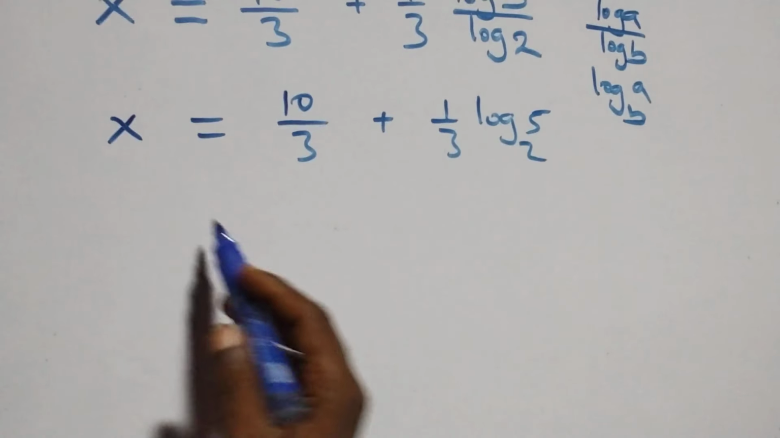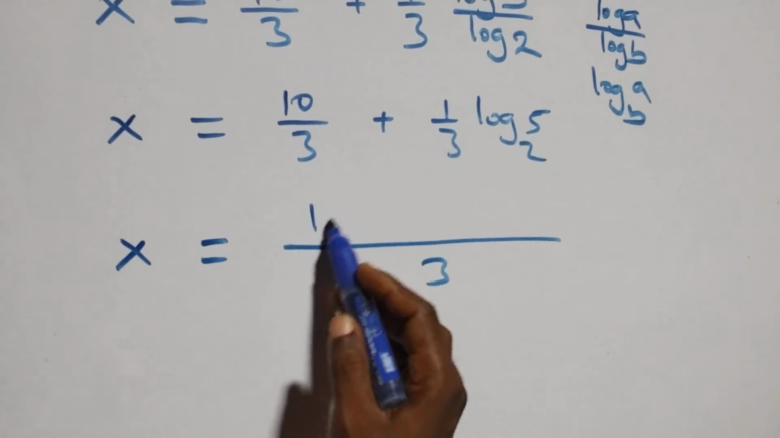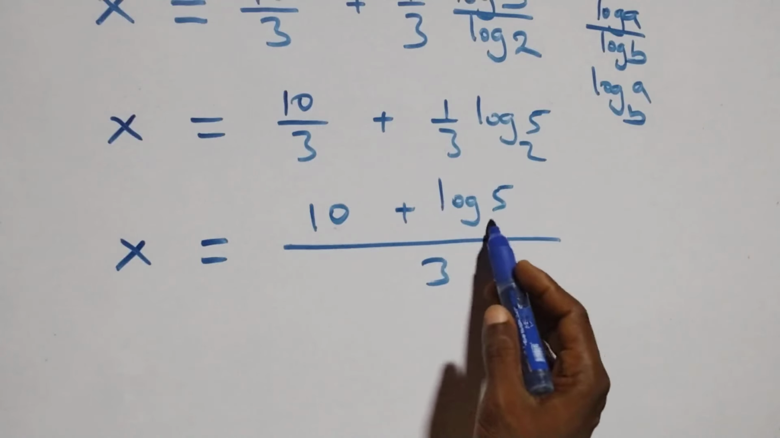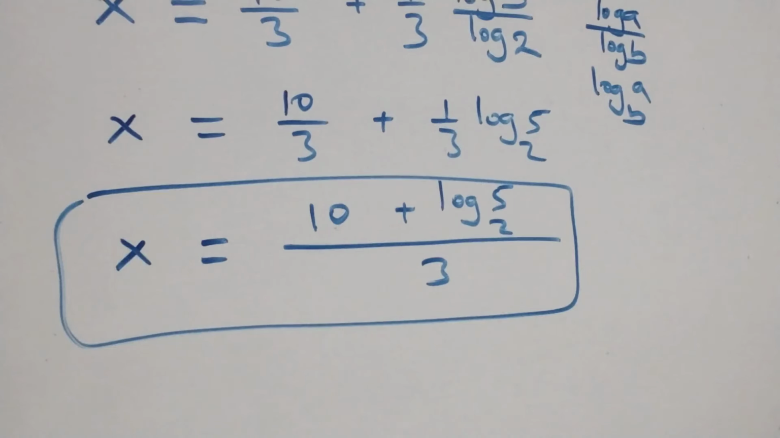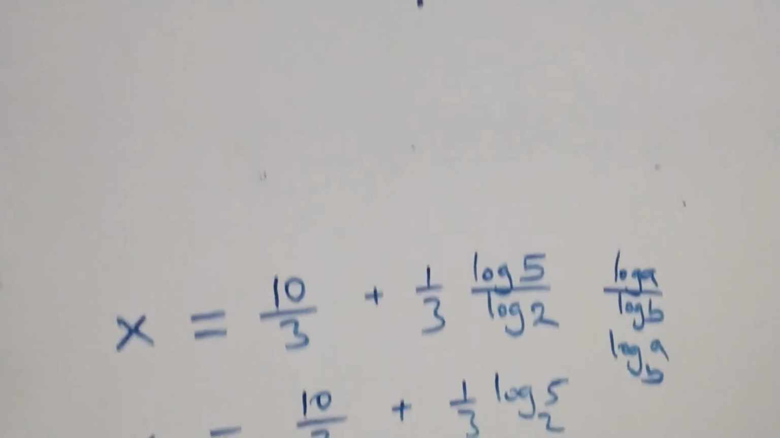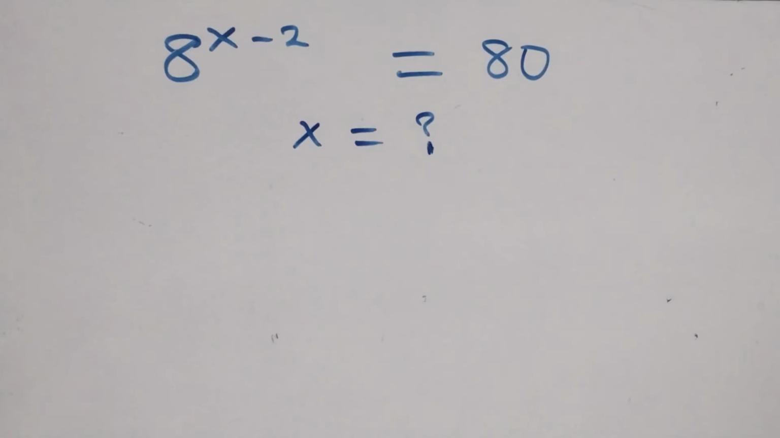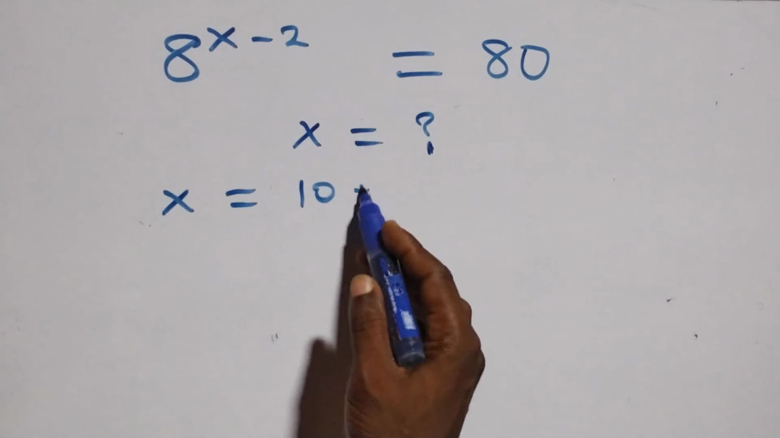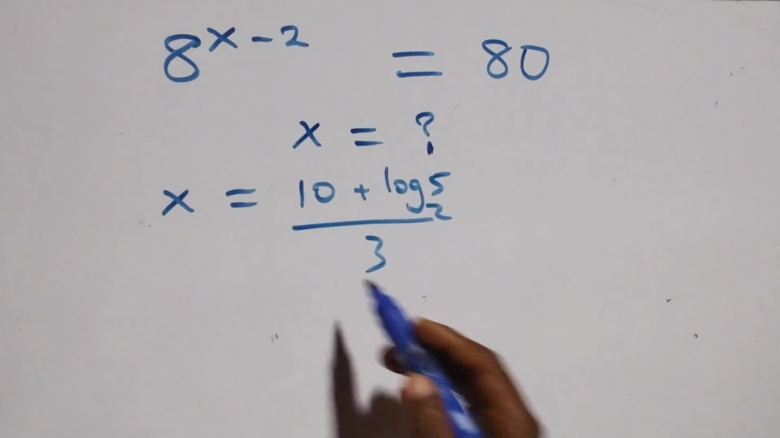Then we bring this together as one fraction. We have x equals, the LCM made as 3, here we have 10 plus log 5 base 2. That is, we have the value of x here. Then let's check if this satisfies this given problem. We substitute the value of x here, which is x equals 10 plus log 5 base 2 all over 3.